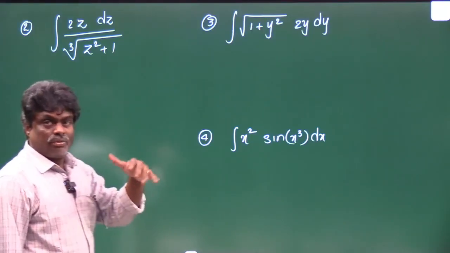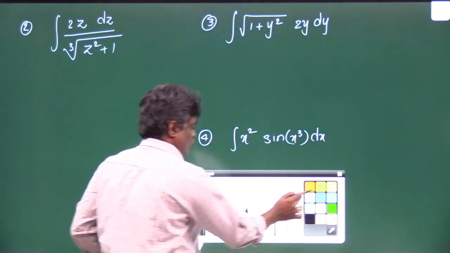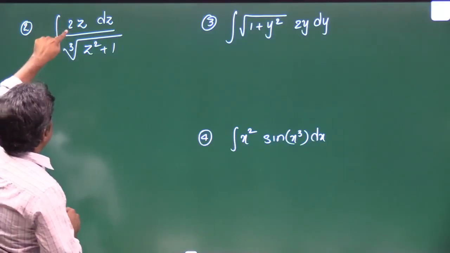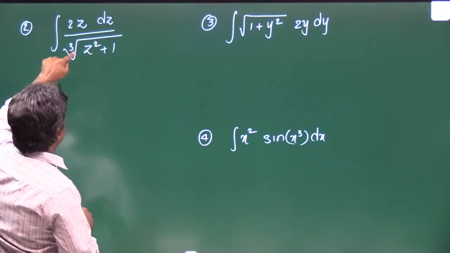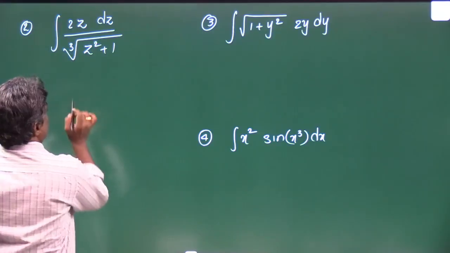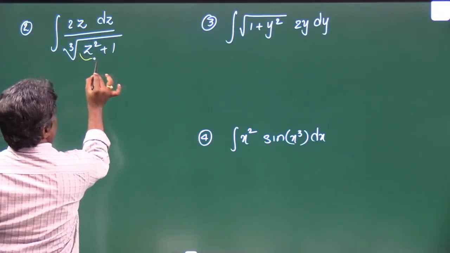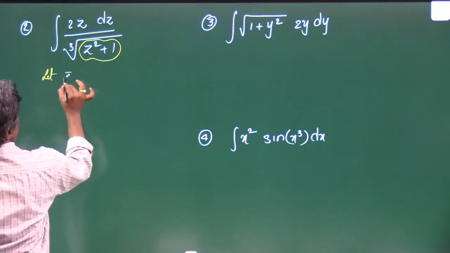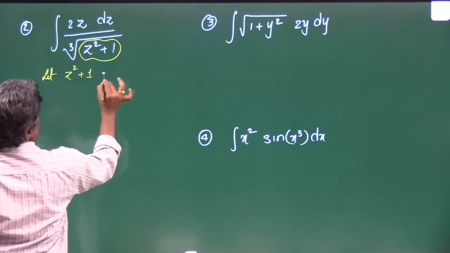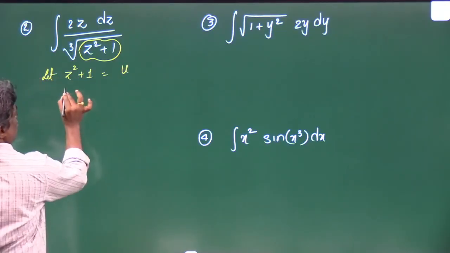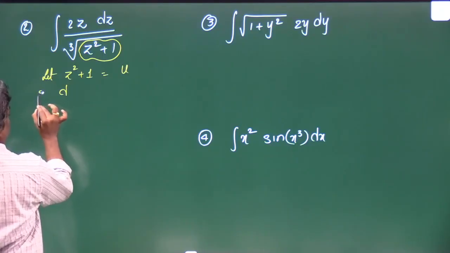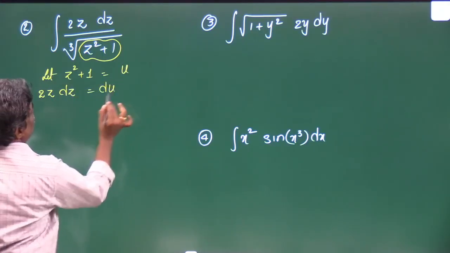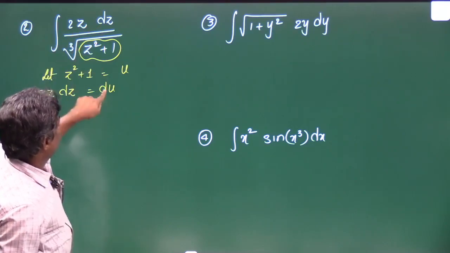So let us take a few more questions on this substitution method to understand more clearly. Here we have the integral of 2z dz by the cube root of z square plus 1. I hope you understand. Let us suppose this will be the function. Let our substitution be z square plus 1 equal to u, and just apply implicit differentiation: 2z dz equal to du.